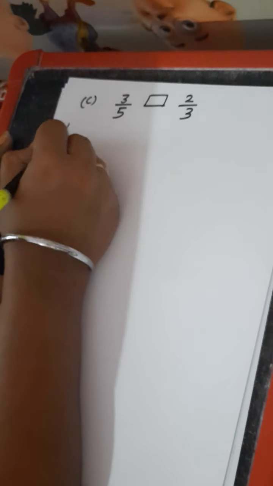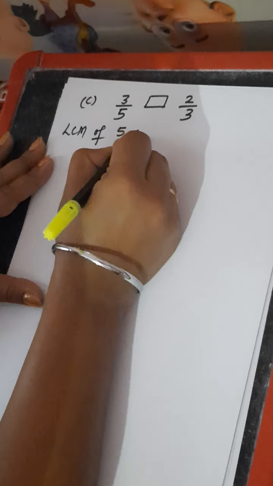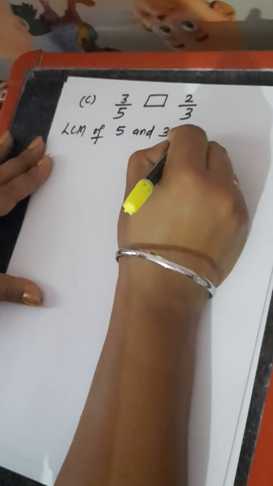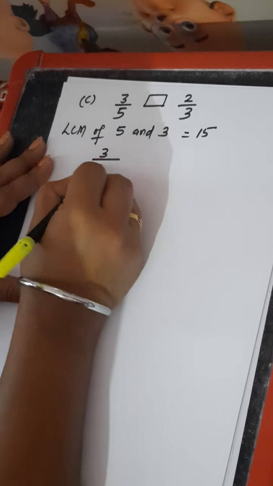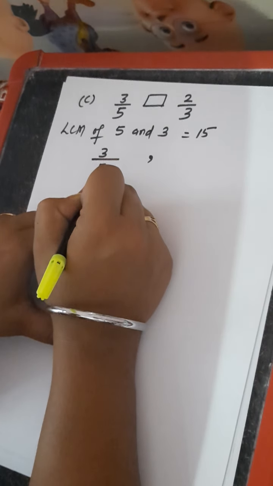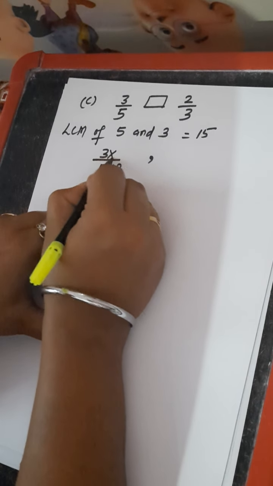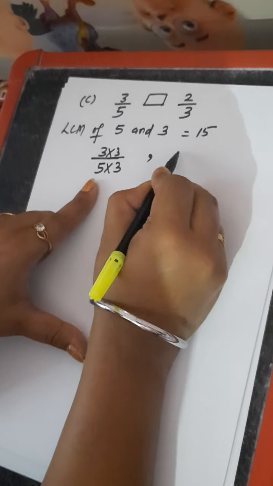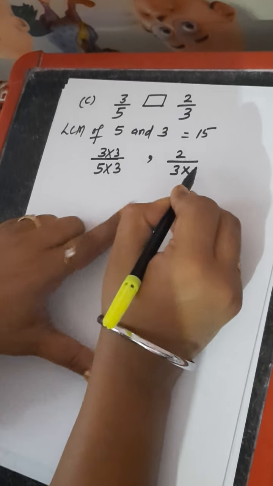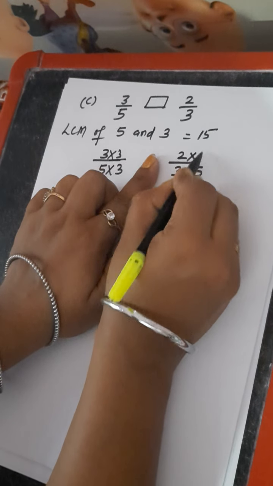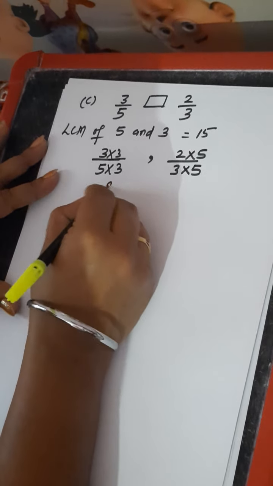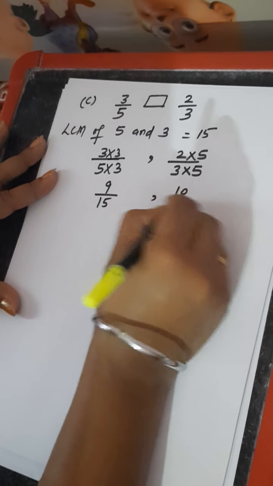Next I have part C. Now part C is 3 upon 5 and 2 upon 3. Again I will take LCM. LCM of 5 and 3 is 15. 3 upon 5. Now by which number do I multiply 5 so that I will get 15? Here 5 3s are 15. I will multiply 3 in the numerator as well. 2 upon 3, multiply 3 by 5 so that you will get 15 in the denominator, and 5 in the numerator as well. So 9 upon 15, 10 upon 15.